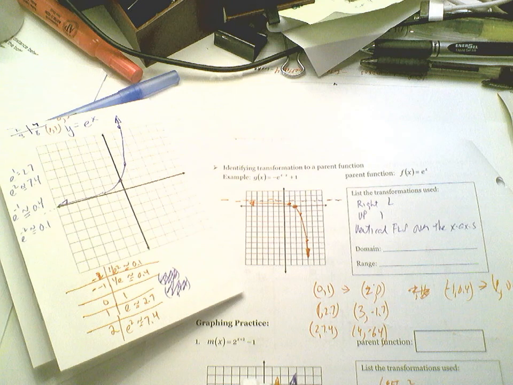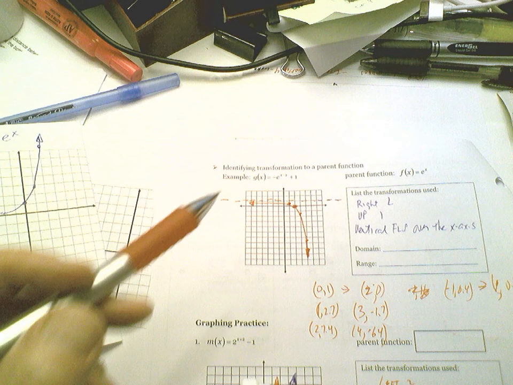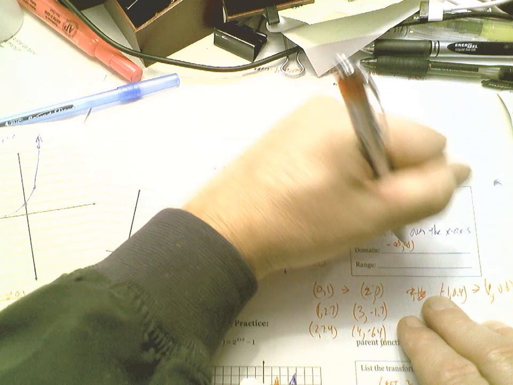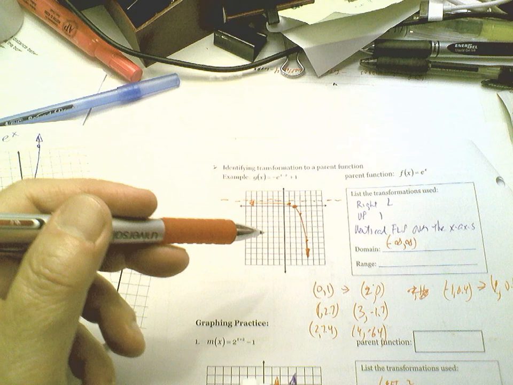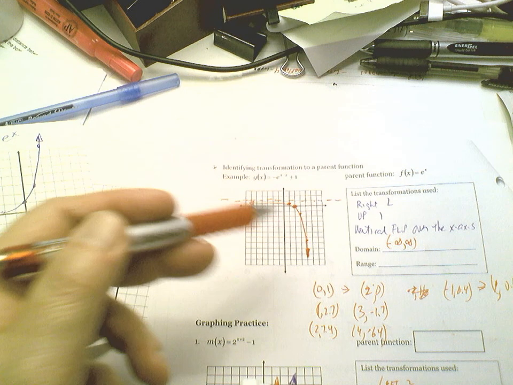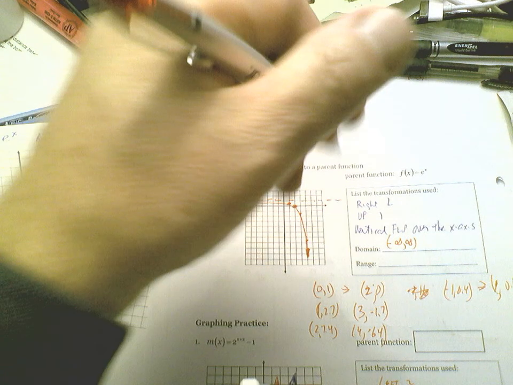Domain remains all real numbers. What happens to the range? Hey, a little bit different. Before, we always saw the horizontal asymptote as our lower floor. Now, because of this vertical flip, it's actually our upper boundary. The range of this function is negative infinity to 1.